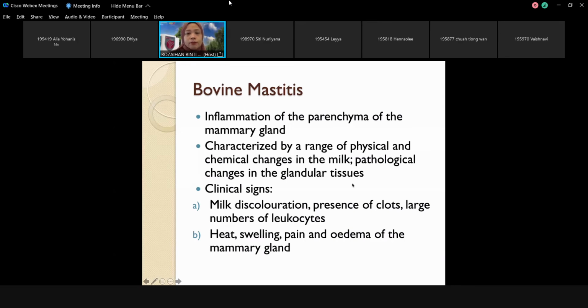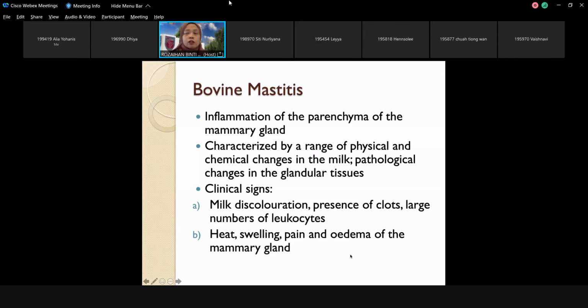things can happen. Clinical signs, the major one is, of course, the mammary gland. I've mentioned here the five signs of inflammation. So there would be increase in the temperature, okay? It would be increase in the size, swelling. There would be pain, sometimes edema, loss of function, okay? Other than that, milk would be discolored, okay? There could be a presence of clots and also a large number of leukocytes.